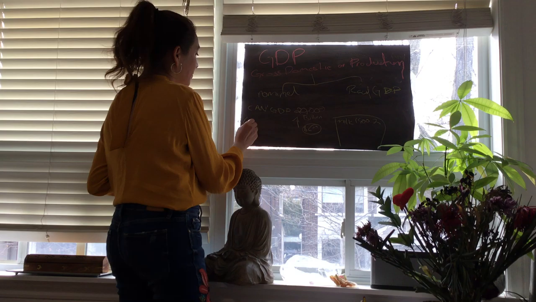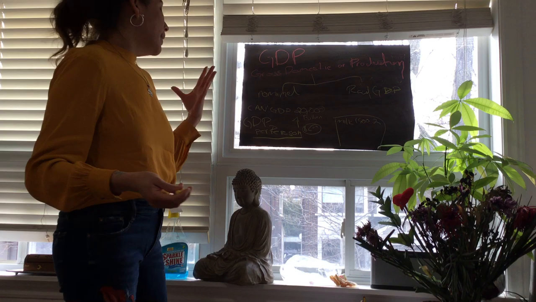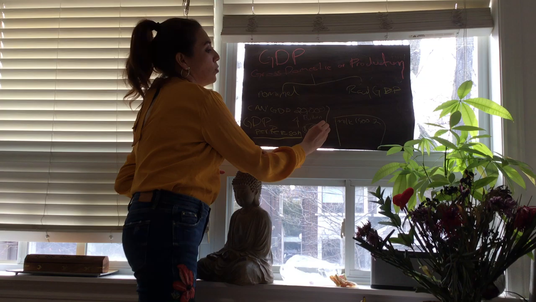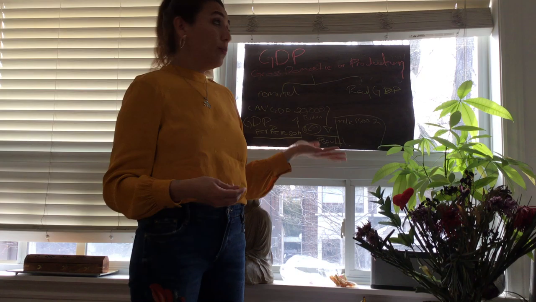GDP per person. The GDP per person says that the GDP has to be also divided by the population, and that is the way we can find the real percentage per person. But for this to work, we need to focus on the real GDP.